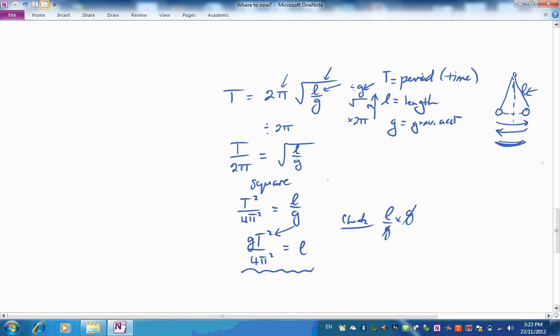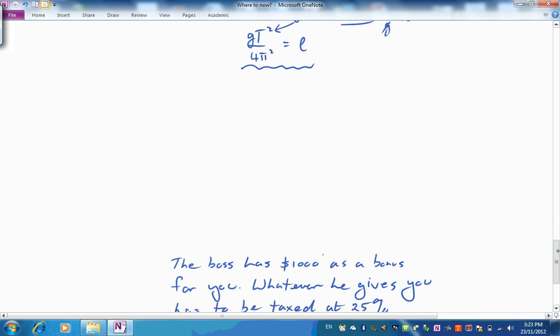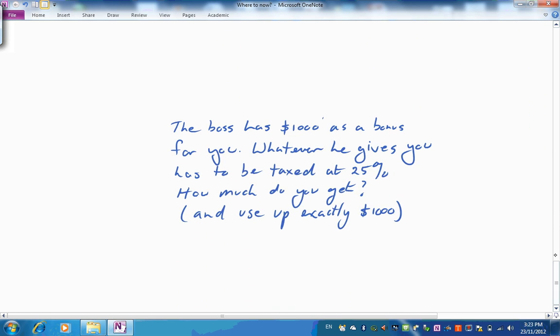And so, are you getting excited? There are some very important uses here. Let's go to one which is perhaps a little bit more like an everyday problem. And here's one here. The boss has $1,000 as a bonus for you. But whatever he gives you has to be taxed at 25%. So how much do you get?